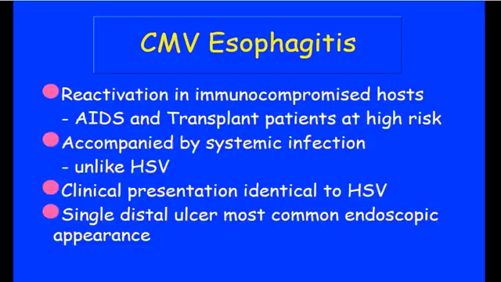CMV esophagitis, again, typically immunocompromised hosts. The difference here is that the dogma is that when you see CMV inclusions in the GI tract, this is a systemic blood-borne infection. This is not reactivation along nerve root like herpes is.